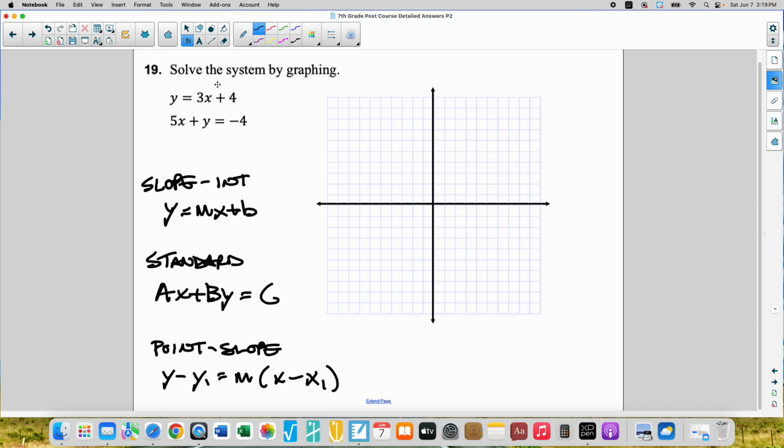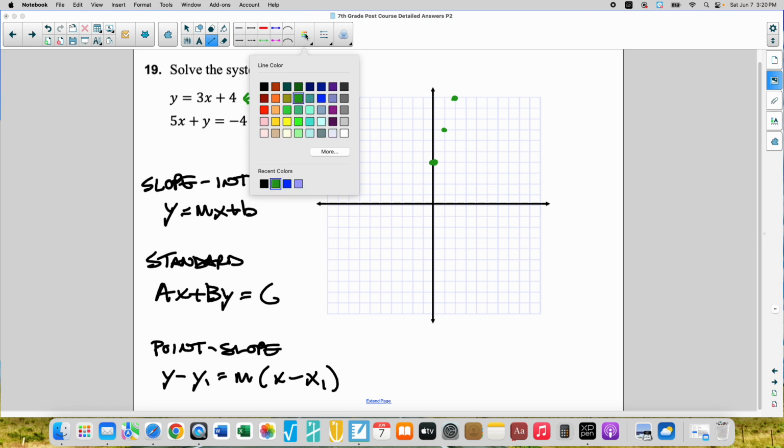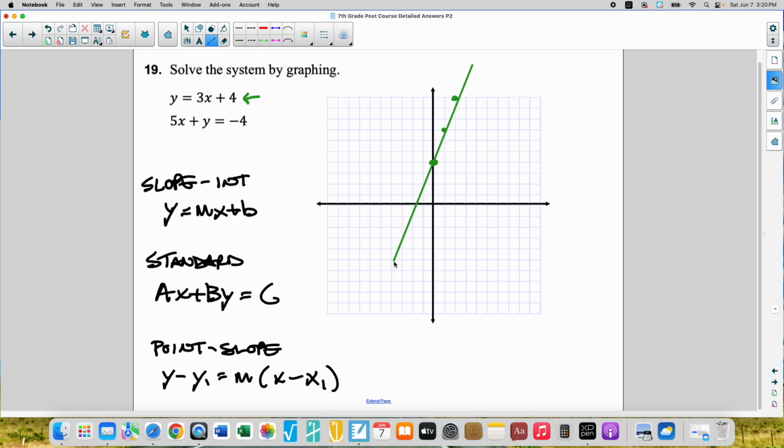So slope-intercept form, this is a y-intercept of 4, 1, 2, 3, 4 on the y-axis, and then has a slope of 3. So it's going to go up 1, 2, 3, right 1, 1, 2, 3, right 1, and then we have a line. So we'll connect those dots as best as possible. Put some arrows on it.